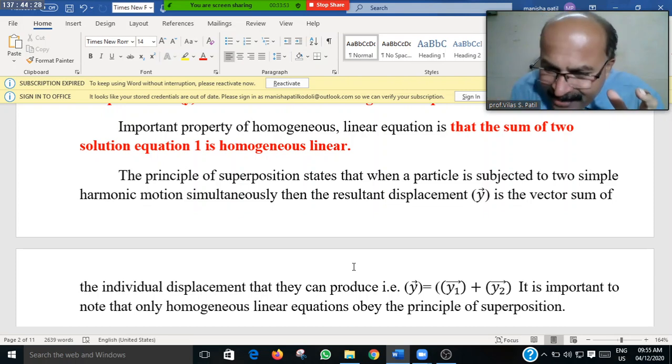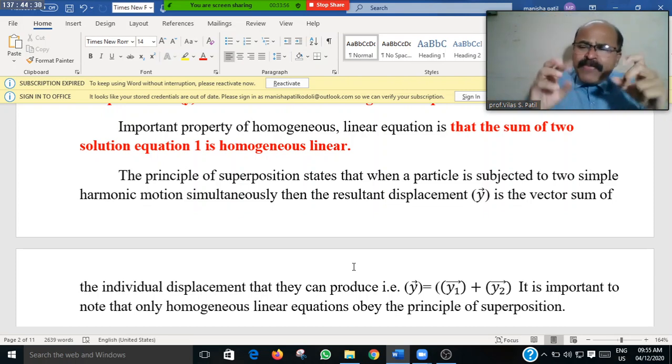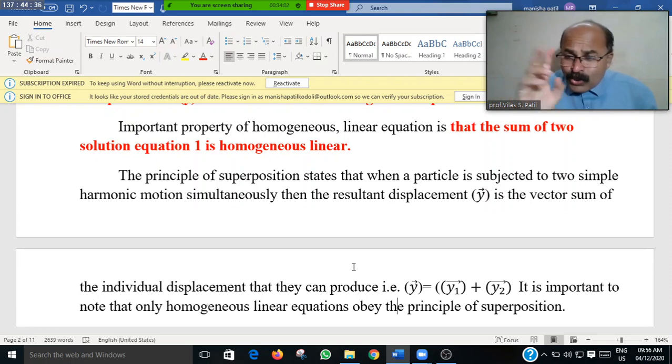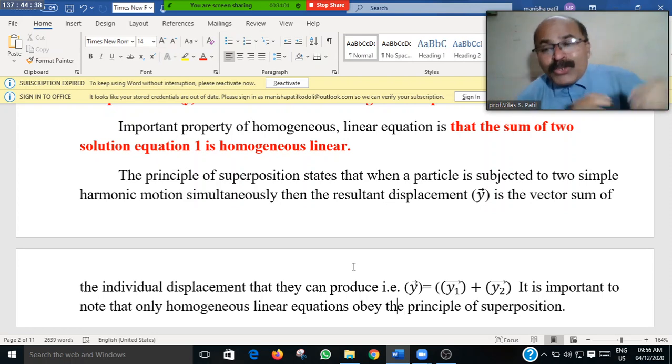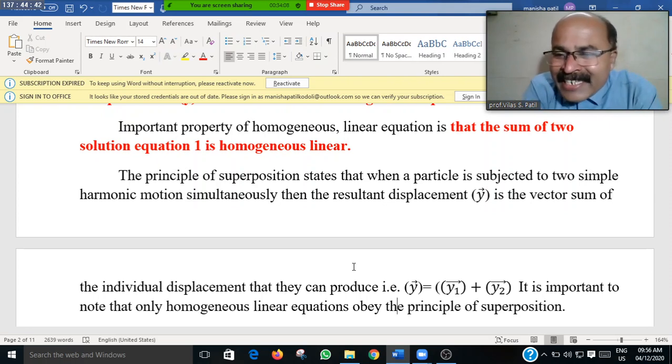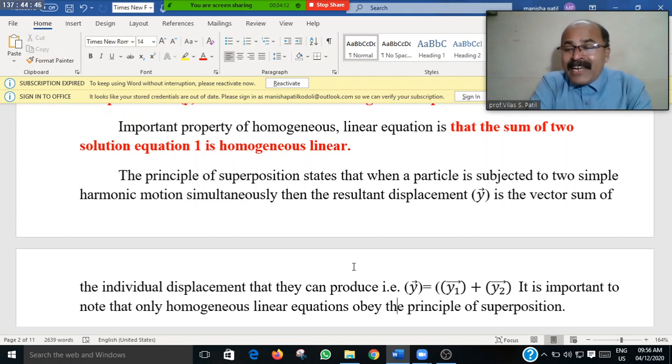It is linear and homogeneous. And if the equation is linear and homogeneous, then there are two solutions, and the sum of the solutions is also a solution of that equation. That is a very important characteristic, and it is satisfied by the linear and homogeneous equation. That is the property of the homogeneous equation.